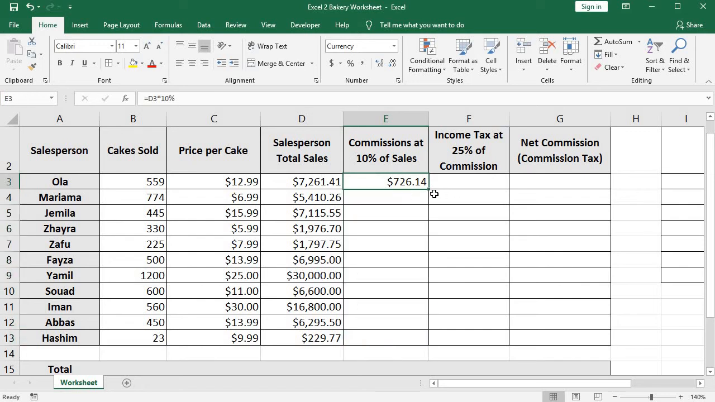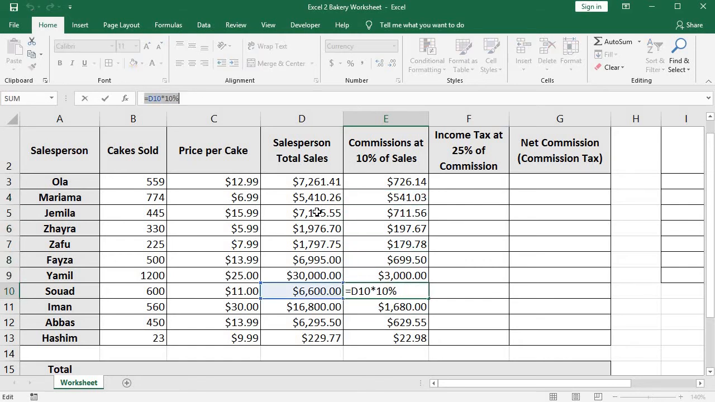So I'm just going to grab this little green handle, the green square at the bottom right of the cell. I'm going to wait until my cursor turns into a black cross. Once it does that, I'm going to click and hold and then drag slowly until I reach the last cell. And there it is. We have all the commissions, and you can see this is the rule. For this one, it's D10 times 10%. For this one, D6 times 10%. It just makes the job easier.